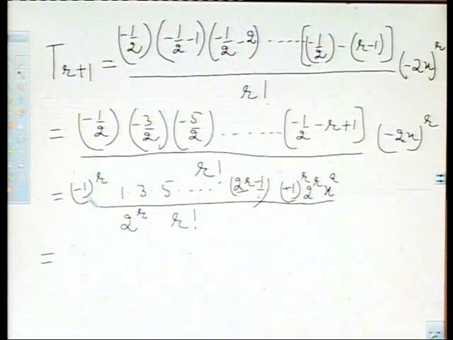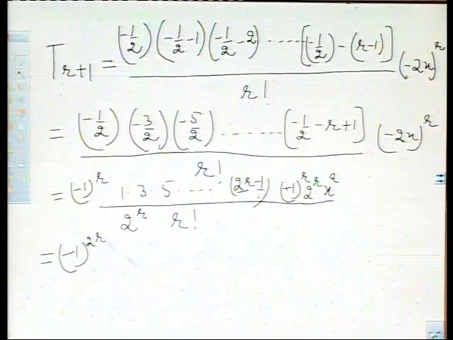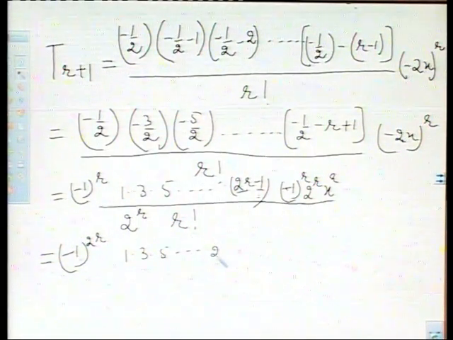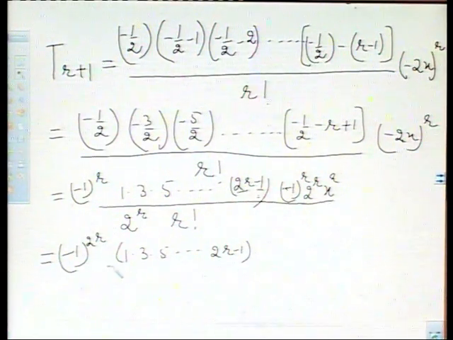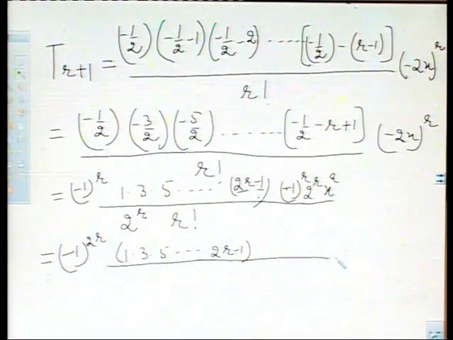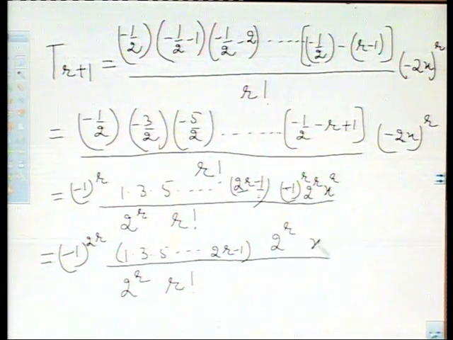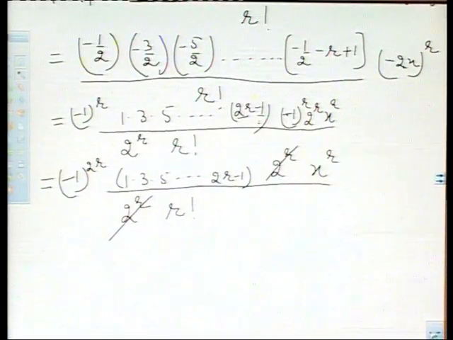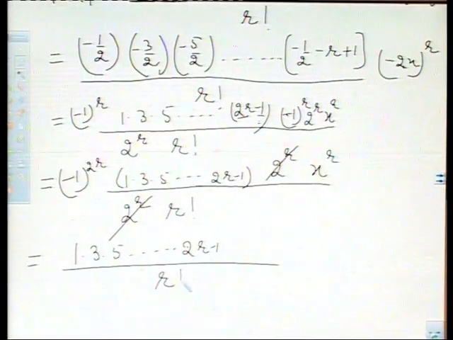Now (-1) raised to power r times (-1) raised to power r will become (-1) raised to power 2r, which is positive. So we have 1, 3, 5, ..., (2r - 1) over 2 raised to power r, r factorial, times x raised to power r.